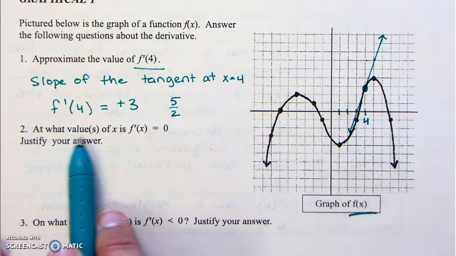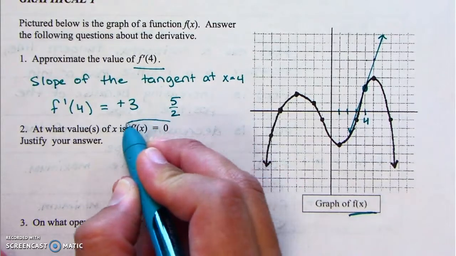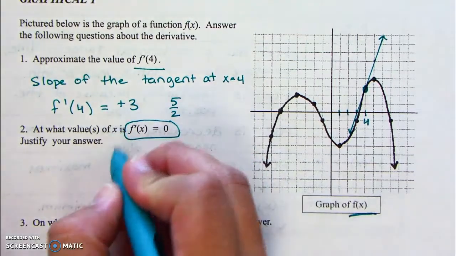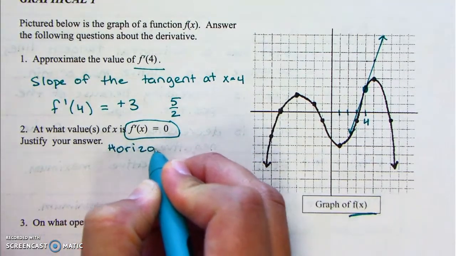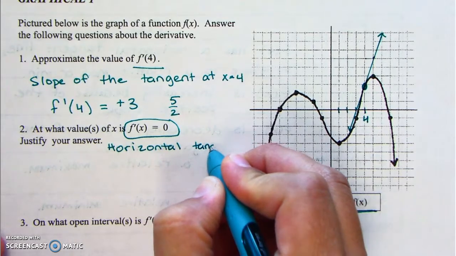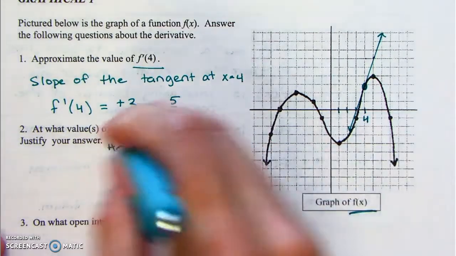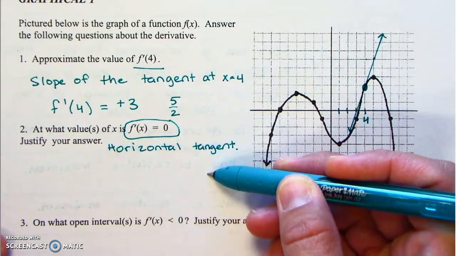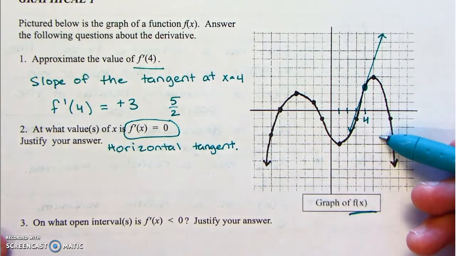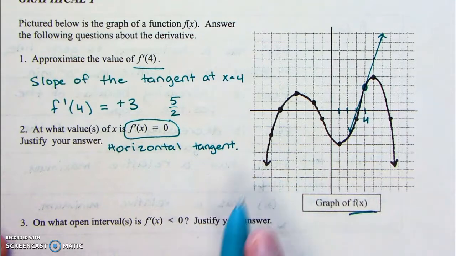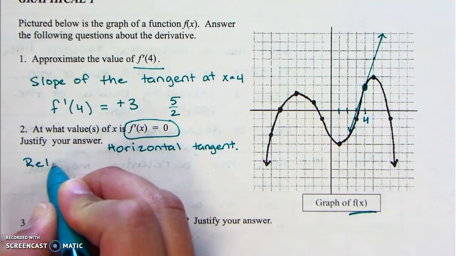All right, next question. At what value of x is the derivative equal to 0? So the derivative will equal 0 at a horizontal. You guys see how in calculus we have to annotate our questions, okay? So a horizontal tangent line, you can't go from the question to the answer in calculus. You have to go from the question to the definition, then to the answer, all right? So the definition of f prime of 0 is a horizontal tangent line, and that's also a relative max or min.